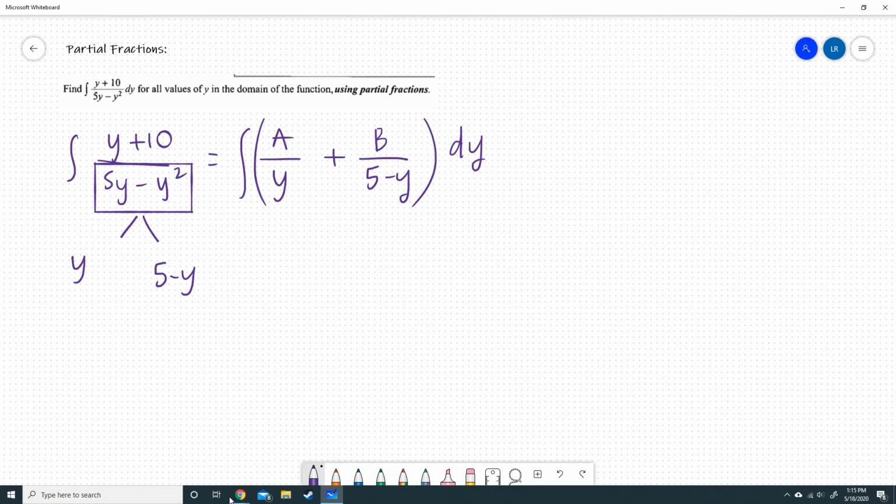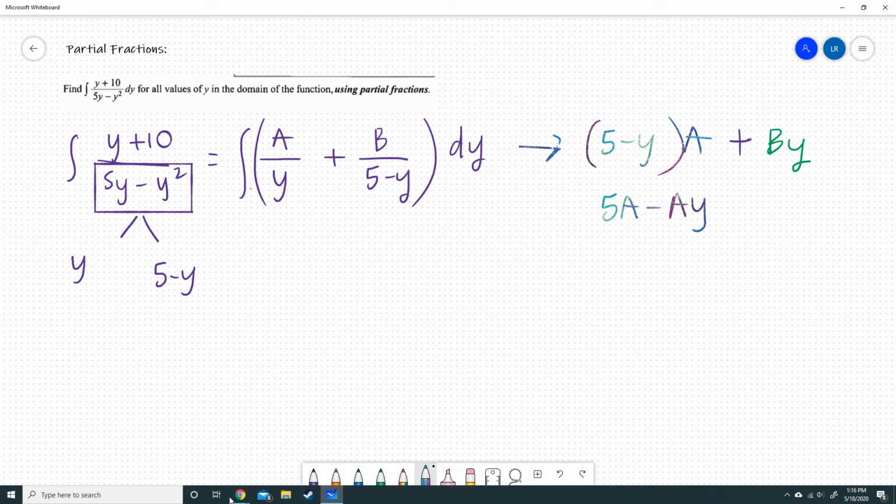So what we know is that when we multiply this 5 - y to this side, and when we multiply this y to this side, we should get y + 10, meaning our y component should equal 1, and our constant component should equal 10. So let's go ahead and do that. Let's say that I multiplied this 5 - y by A. So this is just a side note. We have (5 - y) times A, plus, we're going to multiply this y by B. We'll distribute in this A, and so we have 5A - Ay + By.